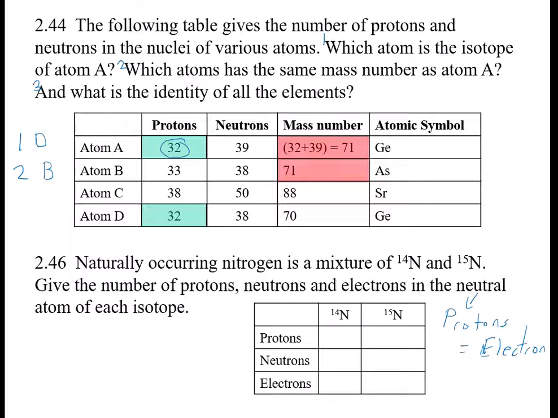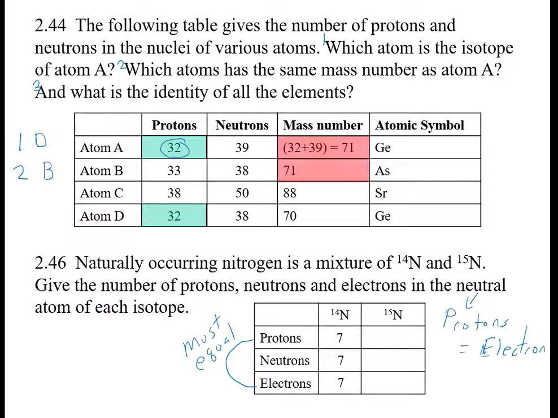Nitrogen 14 has how many protons? All nitrogens have 7 protons because it's element number 7 on the periodic table. For neutrons, I take the 14 minus the 7 to get 7. And because it's neutral, the protons and electrons have to be equal, so the electrons are also 7.